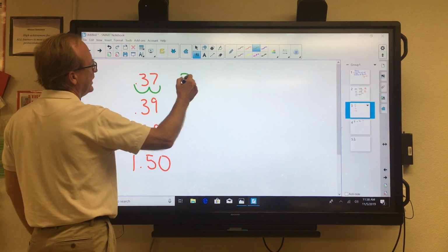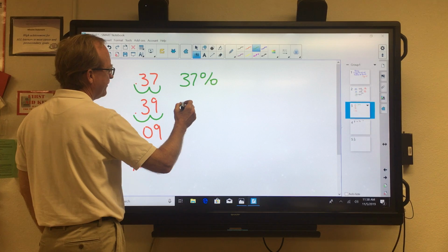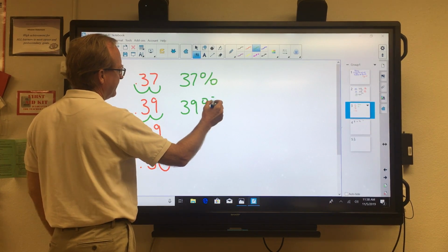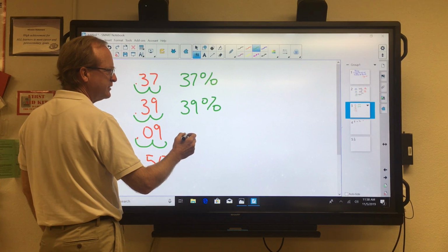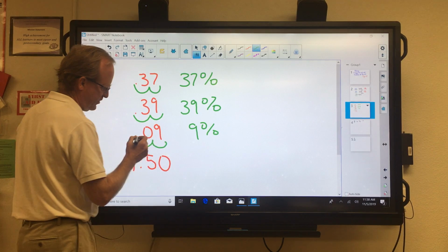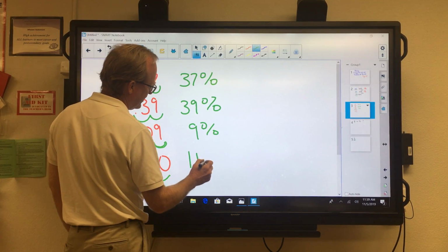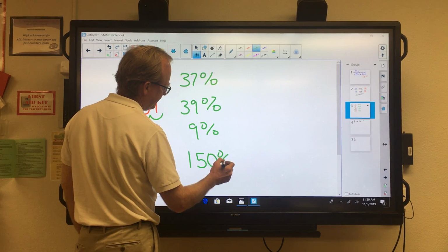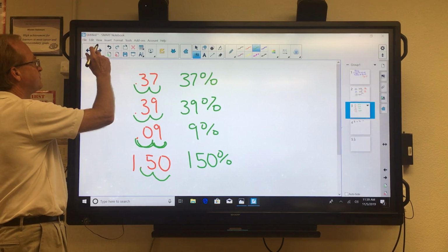1, 2, 37%. 1, 2, 39%. Anyway, 9%. Be aware that you do count that 0. 1, 2, 150%. So that's how you convert a decimal to a percent.